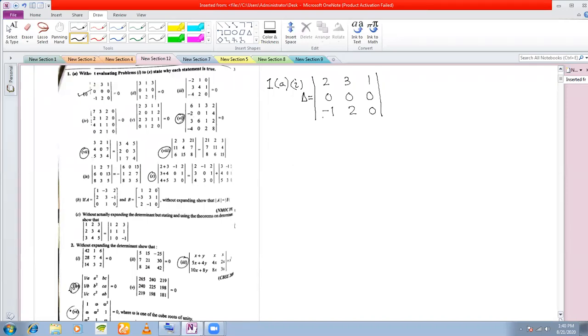Can you hear me? Value of determinant. Tell me what is the value of this determinant? Sir, 0. Because if I expand this determinant by the second row, all the cofactors will vanish. So therefore, the value of this determinant is 0.